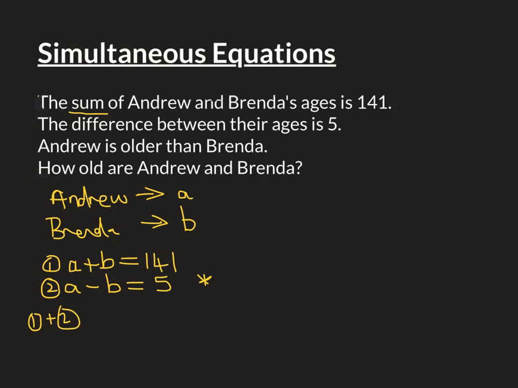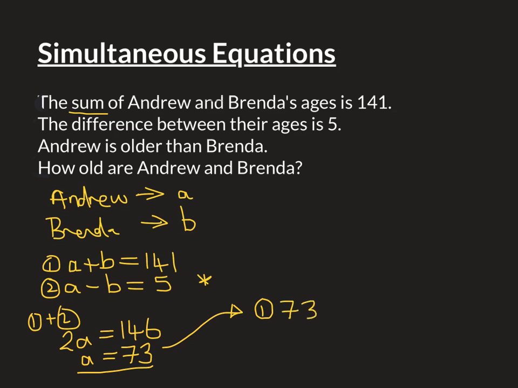And I'll get A plus A is 2A. B add minus B, well, they cancel each other out, that's the point. And 141 add 5 is 146. So therefore A is 73. I'm going to put that back into equation 1 to work out. So that's Andrew's age. Don't forget to think about interpreting. That's Andrew's age. And I'll put it into equation 1 to work out what Brenda's age is.